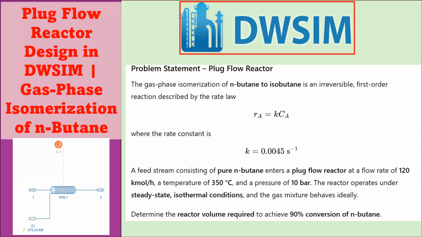In this video, we will model a plug flow reactor in DWSIM for the gas phase isomerization of n-butane to isobutane. The reaction is irreversible and first order with a rate constant of 0.0045 per second. The feed consists of pure n-butane entering the reactor at 120 kmol per hour, temperature 350 degrees Celsius, and pressure 10 bar. The reactor operates under steady state isothermal condition, assuming ideal gas behavior.